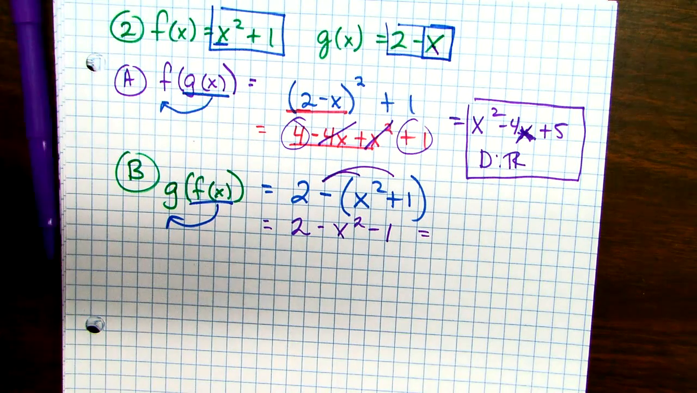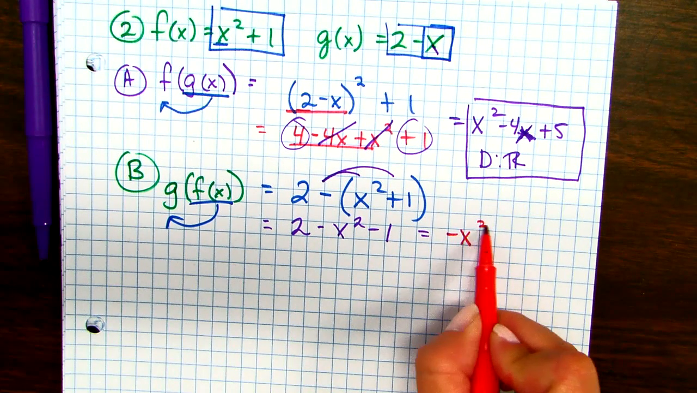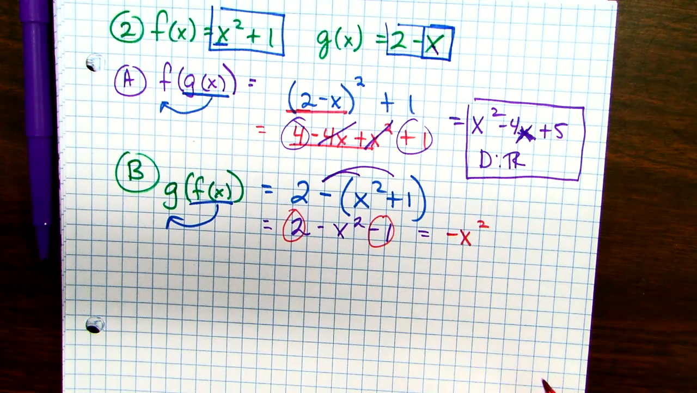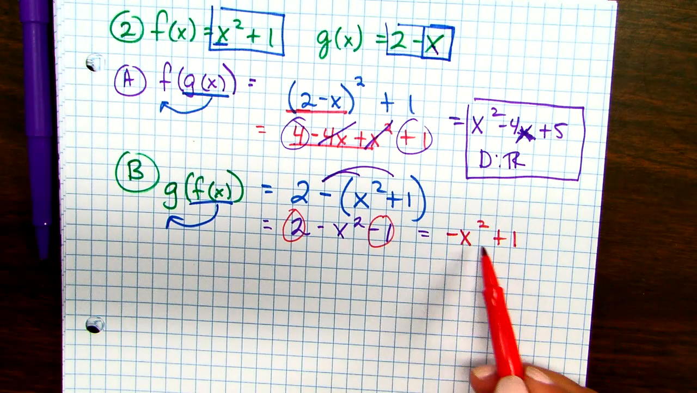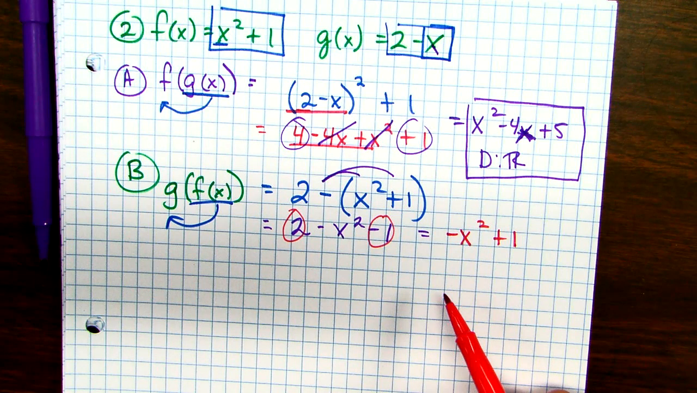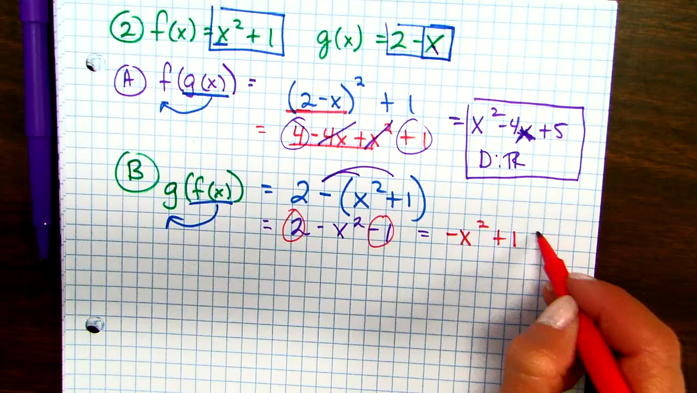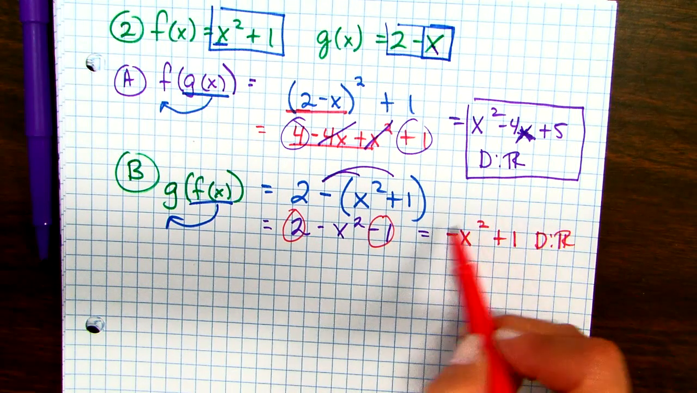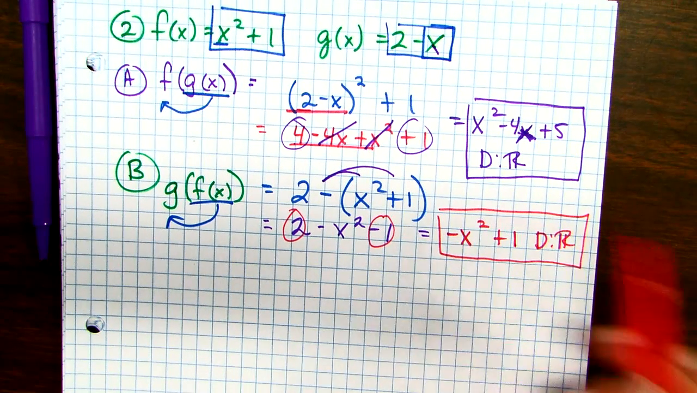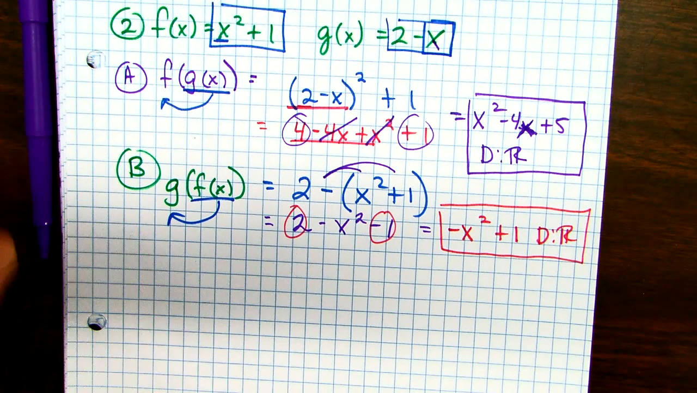And then just clean it up a little bit. 2 minus 1 is 1. So negative x squared plus 1 or 1 minus x squared, it wouldn't matter. But we still have no domain restrictions. Questions so far?